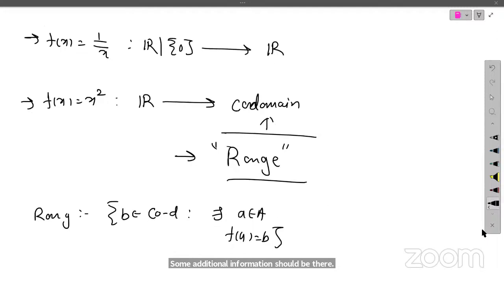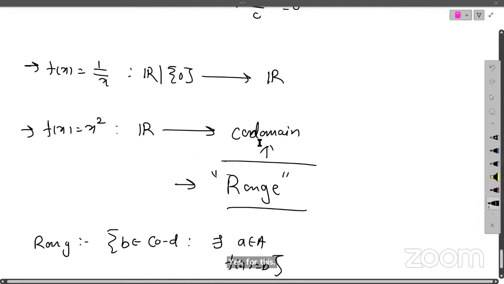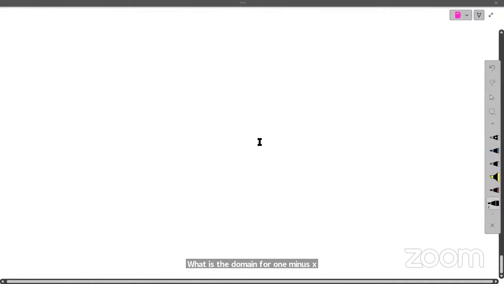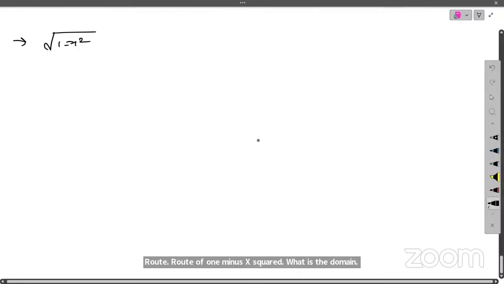So, yes. Next. Hello. Am I audible? Yes. What is the domain for root of 1 minus x square? What is the domain? Root of 1 minus x square. Okay.